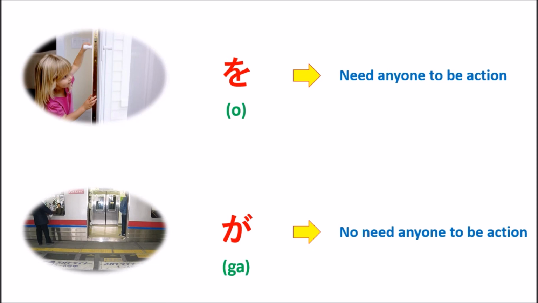So I hope that you understand how to use o and ga in Japanese right now.